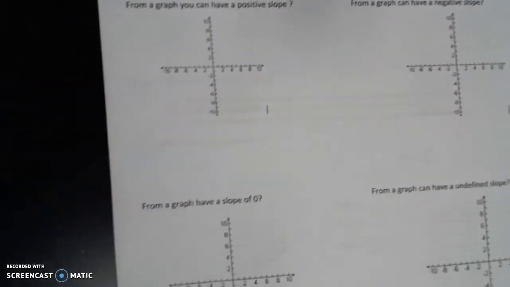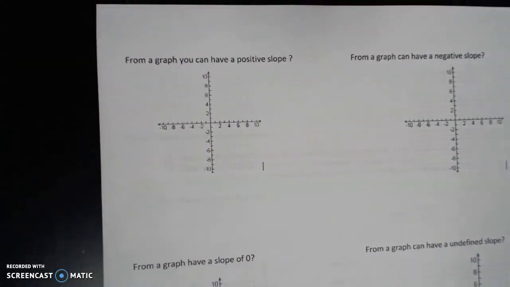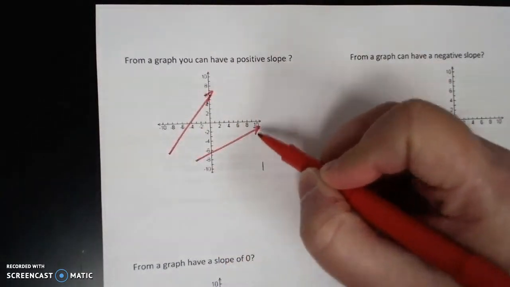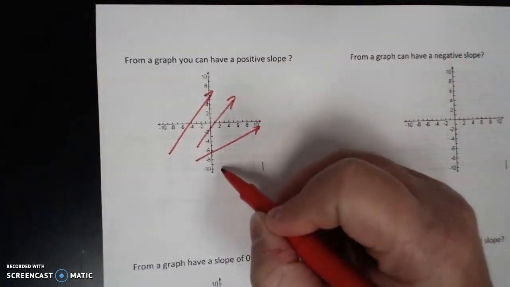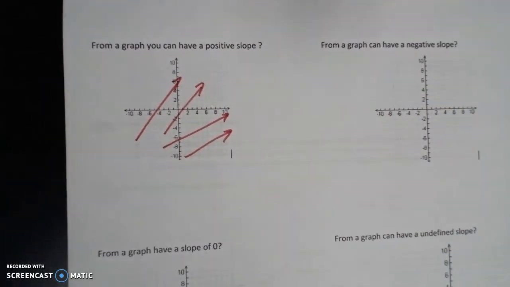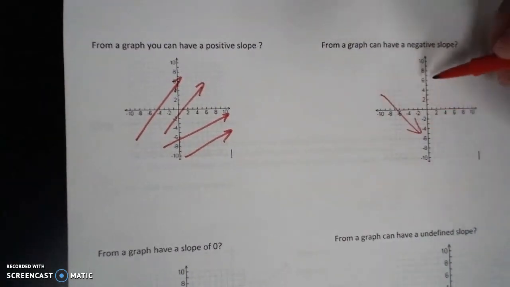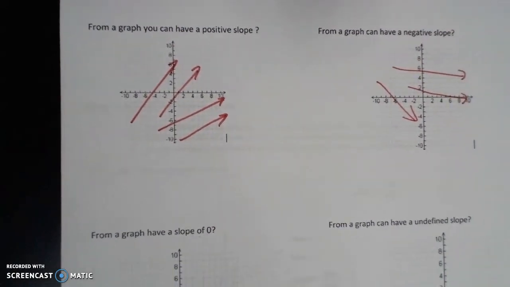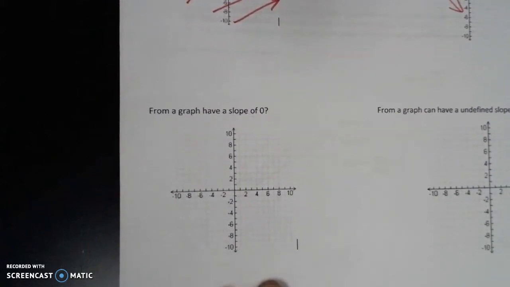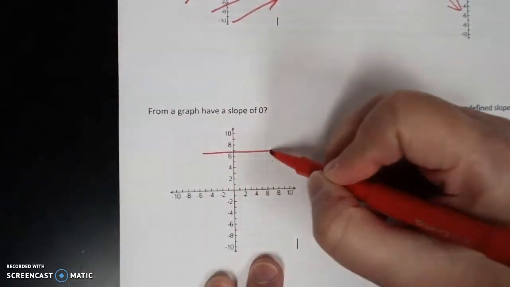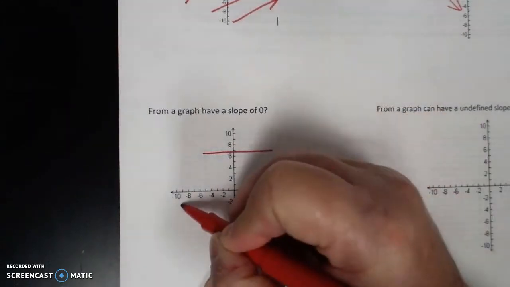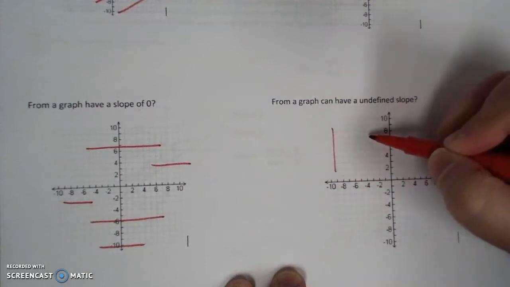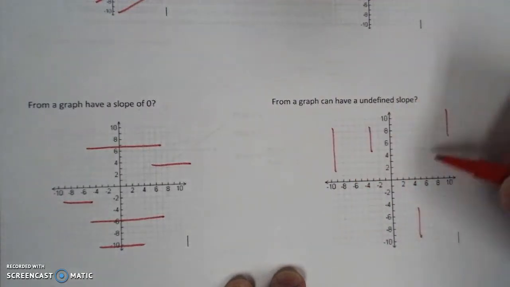Okay, so what we're going to do is you're going to have to recognize what would look like a positive slope. Those are positive slopes. Negative slopes. Those are negative slopes. A slope of zero is any horizontal line, anywhere, anyhow. Undefined slope is anything that is vertical, anywhere, anyhow.